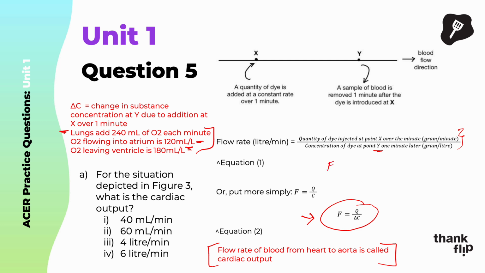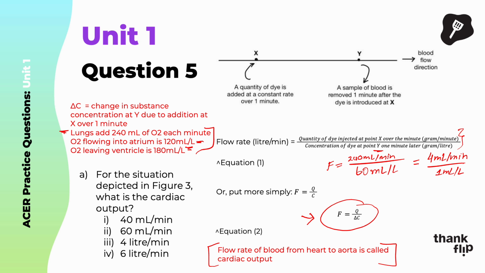So just filling that in now, F is equal to Q, which is 240 milliliters per minute, over delta C, which is 180 minus 120, so that's 60 milliliters per liter. And what you're going to do is basically just divide, so you're left with 4 milliliters per minute over 1 milliliter per liter. Now we have to figure out what's happening with these units.